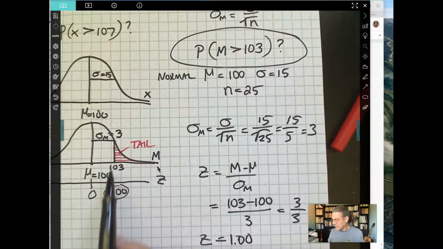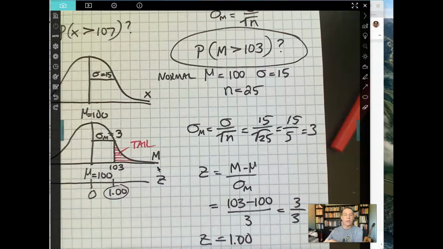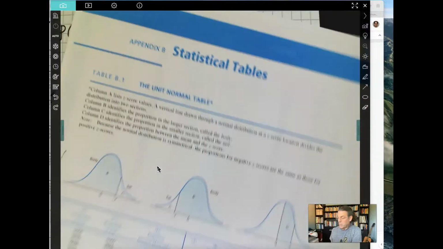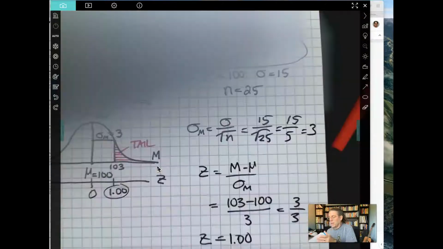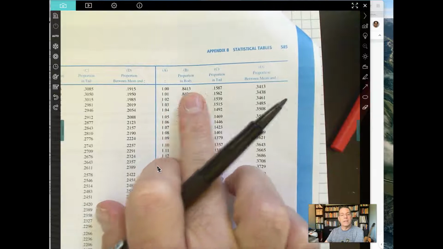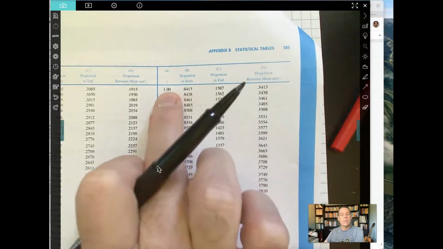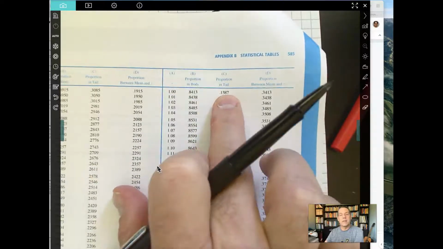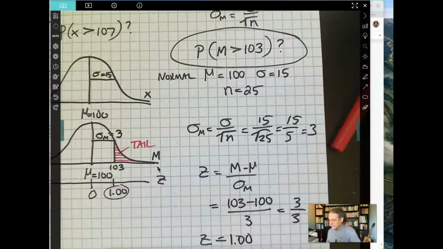So essentially what I need to know to get my answer is, what is the tail for a Z of 1.00? Right at the top of the second page on the right, there's my Z of 1.00. Go across to the tail column and I find 0.1587. And now I know my answer.